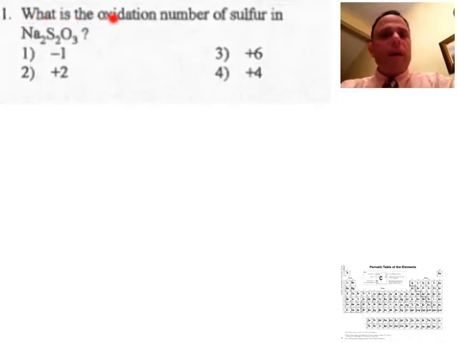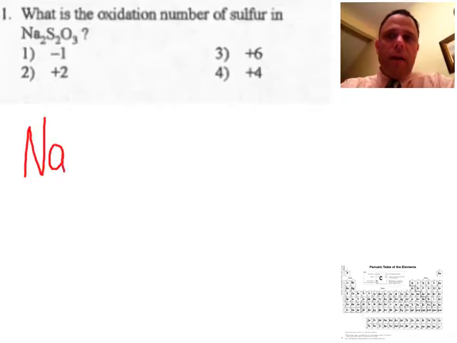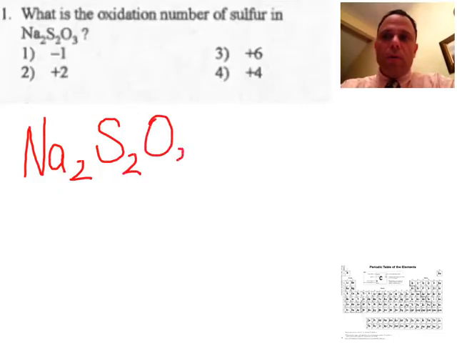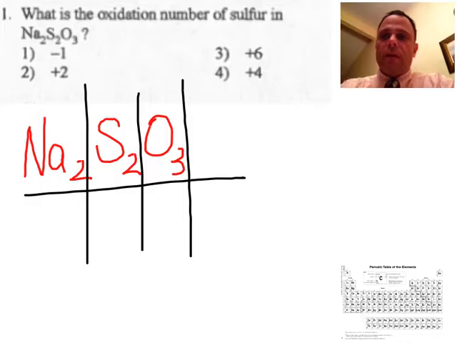Question number 1. What is the oxidation number of sulfur in Na2S2O3? Well, let's go ahead and write that down here to start our inspection. Na2S2O3. Now, if you do recall from class, if nothing is written here, we have to assume that the entire molecule's charge, the net charge, is 0. So let's go ahead and start breaking this thing down to inspect it. Now the net charge at the end is going to be equal to 0.